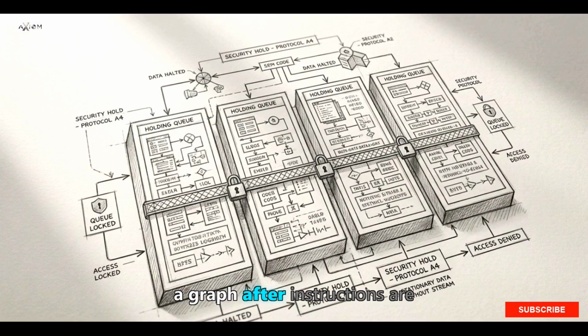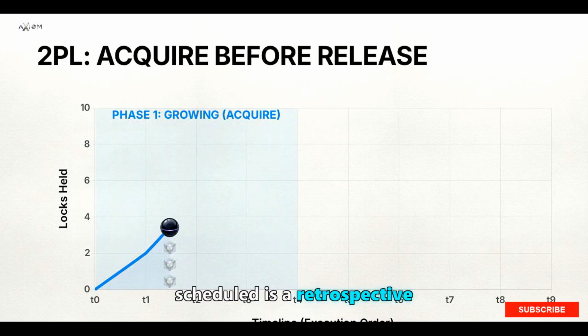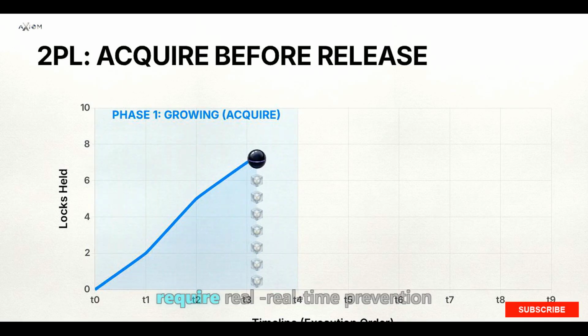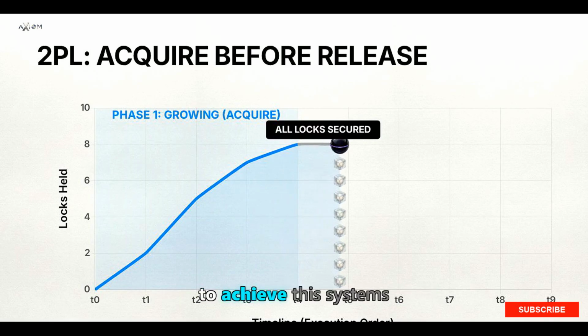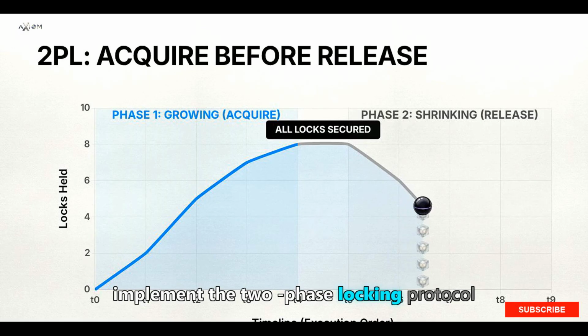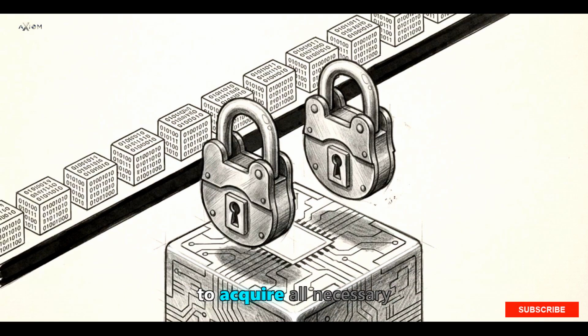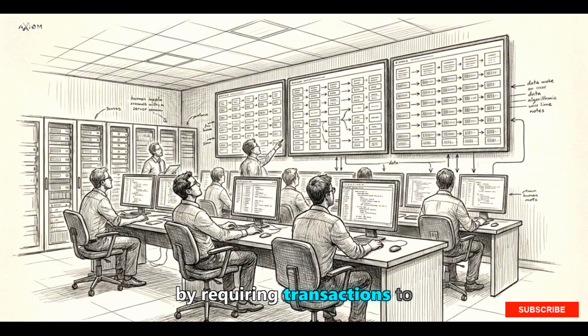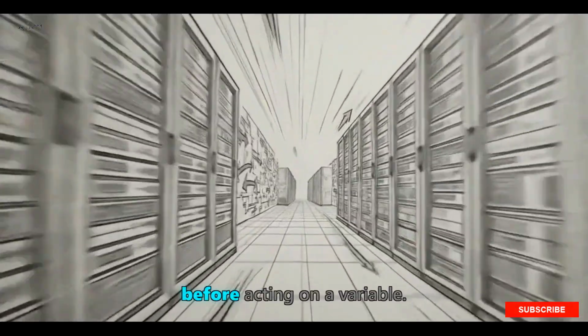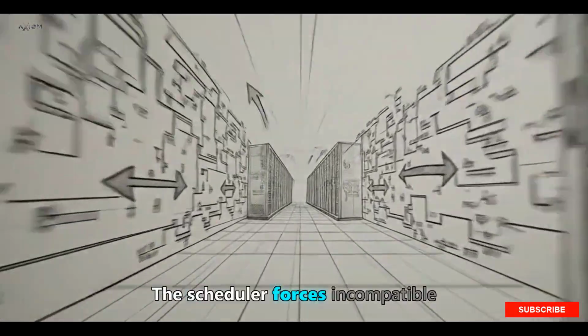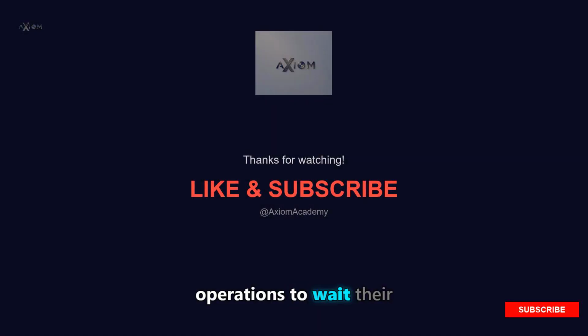But analyzing a graph after instructions are scheduled is a retrospective proof. Actual database engines require real-time prevention. To achieve this, systems implement the two-phase locking protocol, or 2PL. Two-phase locking is a concurrency control method that requires transactions to acquire all necessary locks before releasing any, ensuring strict execution order by requiring transactions to acquire shared or exclusive locks before acting on a variable. The scheduler forces incomplete transactions to wait. Alright, that was conflict serializability explained from start to finish.